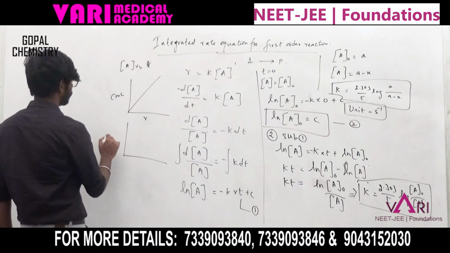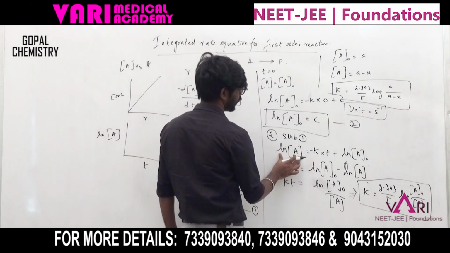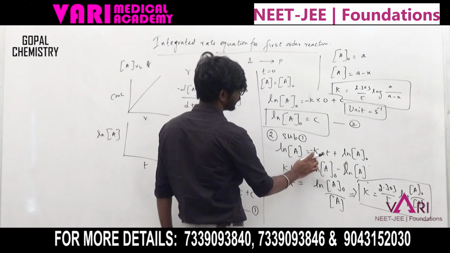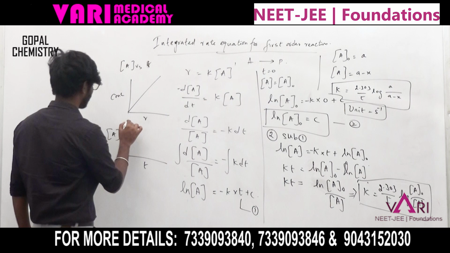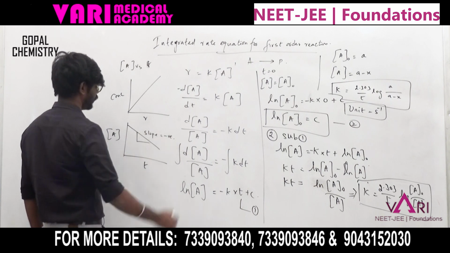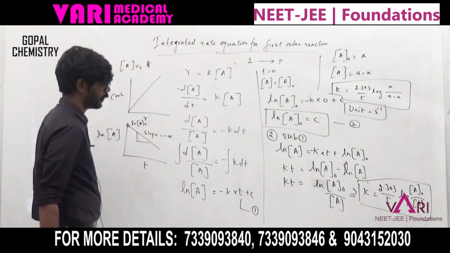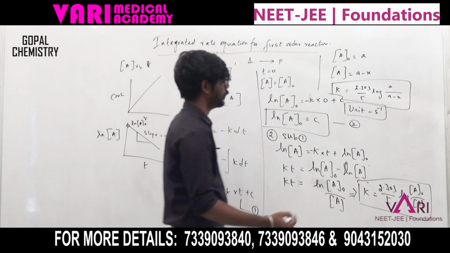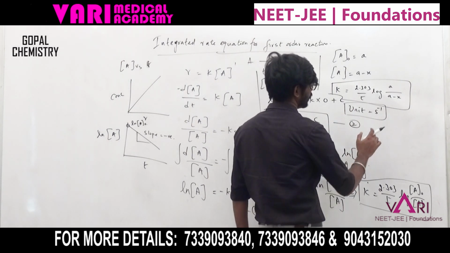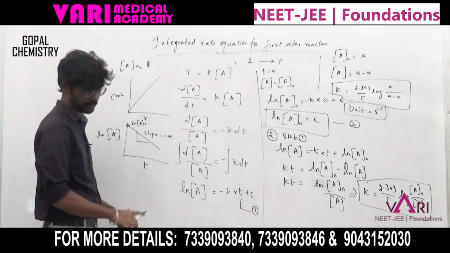Another diagrammatic representation we can follow for this expression. Here if we take t, the slope must be, y equals mx plus c, in this format we obtained it. So this is m, so the slope must be negative. The intercept is ln A naught. Another one we can express is t half, where we change this A as A naught by 2. That one we can discuss in another video.